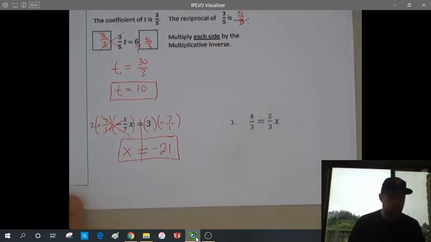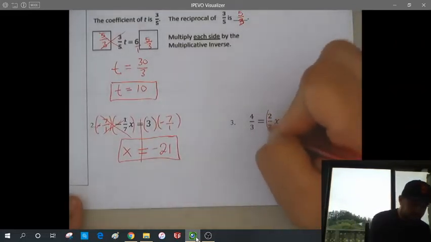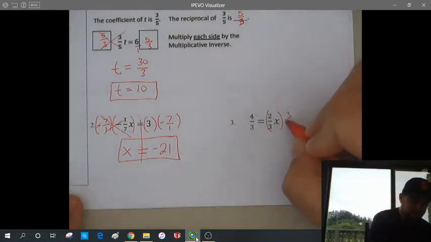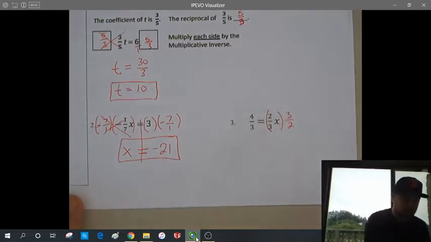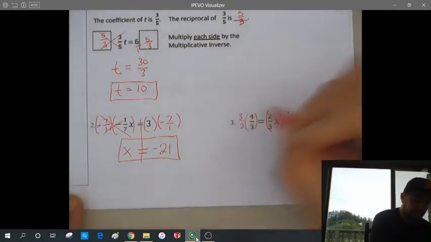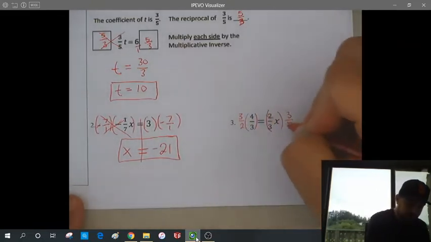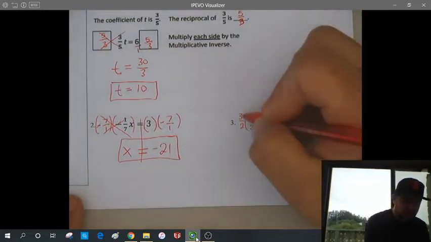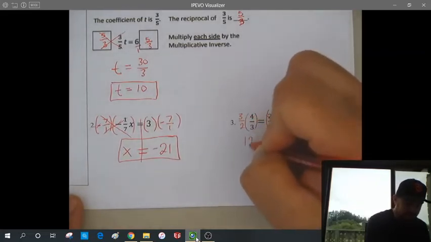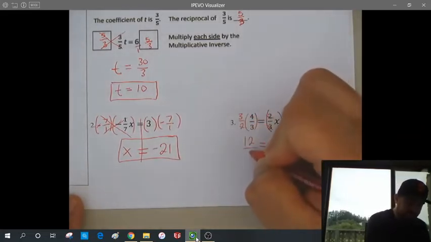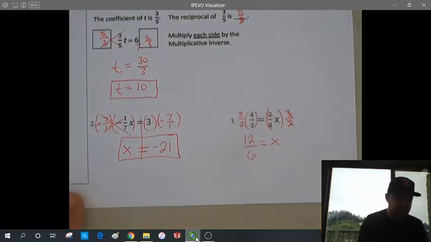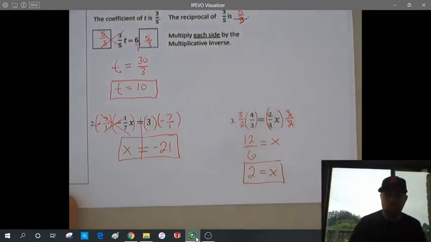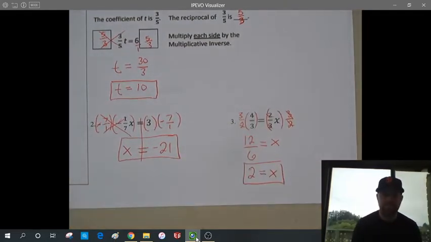Okay, number 3, 4/3 equals 2/3 x. Here's my x variable. It has 2/3 as a coefficient. Multiply by 3/2, the reciprocal there, to cancel it out. The 2's cancel, the 3's cancel, and I'm left with just x, like I'm wanting. Over here, I get 3 times 4 on the top. That makes 12 over 2 times 3, which is 6. And I'm left with 12 over 6, which is going to just make 2 when I divide or reduce that down. Okay?